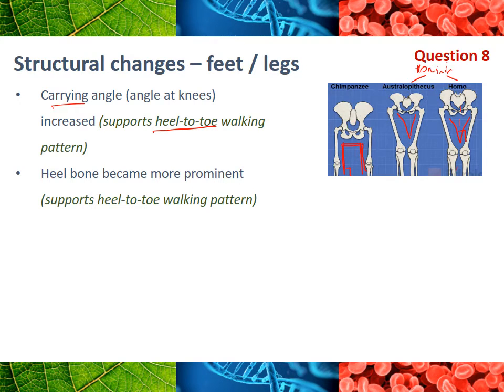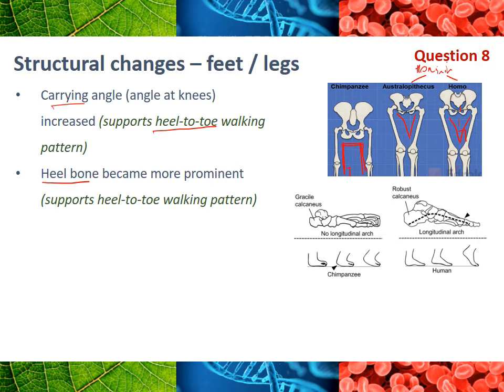Another thing is that our heel bone became a lot more prominent. And again, this supports that type of walking. Again, if you wanted to, pause this and walk around and just think about the way you walk. When we walk, our heel hits the ground first and then we roll onto our foot and then we kind of push off through our big toe. Compared to most other animals that just put their foot down flat. So you can see here we've got a chimpanzee foot and a human foot. Chimpanzees kind of just put their whole flat foot down, whereas we go down with our heel and then step off through there. Okay.